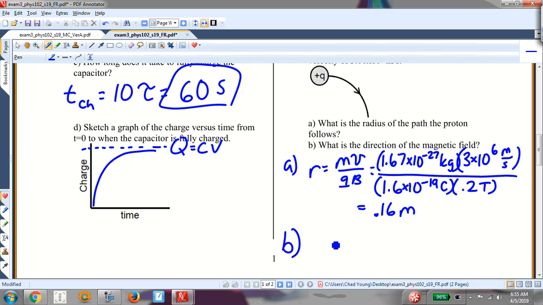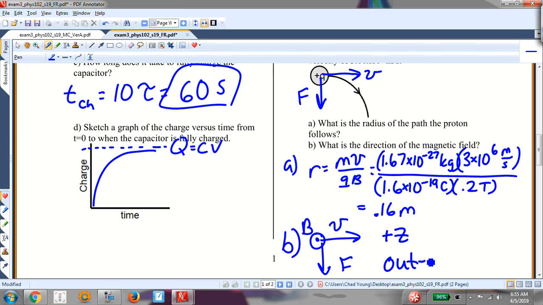And then for B, I want to know the direction of the magnetic field for the path that the proton follows. Well, I know my velocity vector is there, my force vector is there. So if I have a velocity in that direction and a force in that direction, what is that? Out of the page. So my magnetic field vector is out of the page. So you could just draw it like that. You could say out of page.